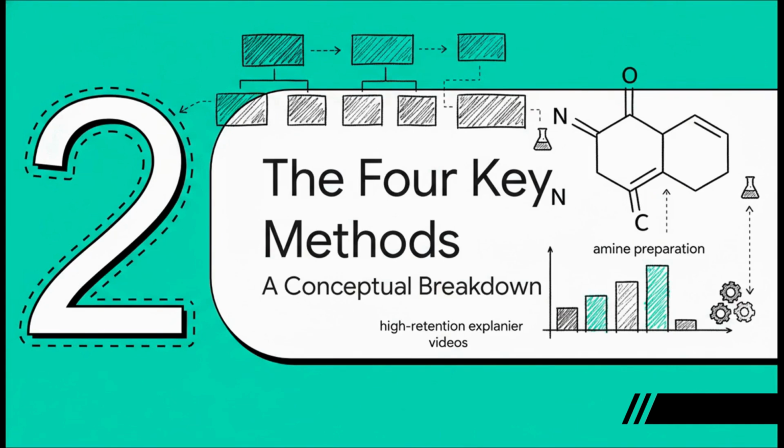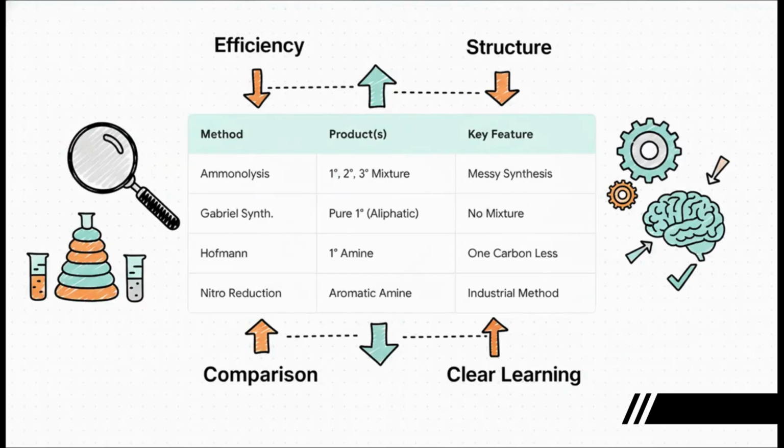We're going to break each one down piece by piece and really focus on what makes it unique. That way you can compare them in your head and know exactly which tool to use for which job. This table right here is your perfect cheat sheet. Look at aminolysis. What's the key word? Mixture. It gives you primary, secondary, tertiary. It's a mess. Now jump over to Gabriel synthesis. Total opposite. It gives you a pure, primary, aliphatic amine. Clean. Then there's Hofmann. The big deal here? You lose a carbon. And finally, nitroreduction. That's your go-to for making aromatic amines. See how different they all are?